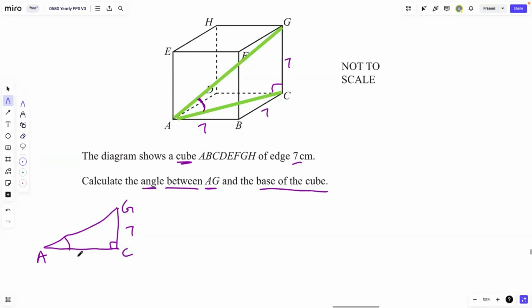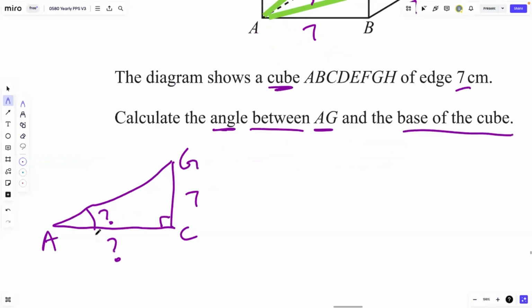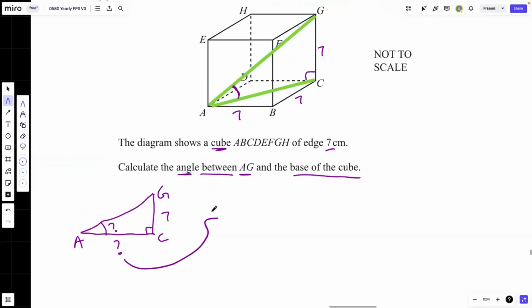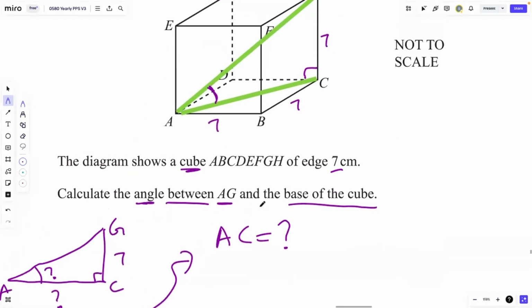What is AC? We do not know AC, and we do not know the angle either. So we do not have enough data here to figure out the angle. But if we had AC, we could have applied SOHCAHTOA, because we have a right angle triangle and an angle involved, so we'll apply SOHCAHTOA. So first we need to somehow find AC. So we have diverted our question requirement to AC first, and then we can work out the angle.